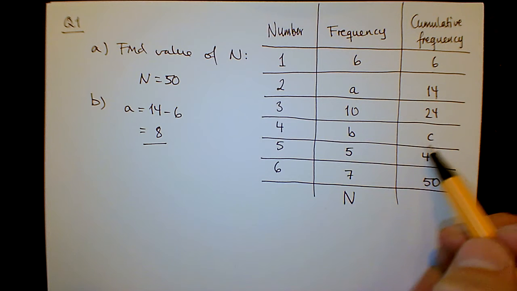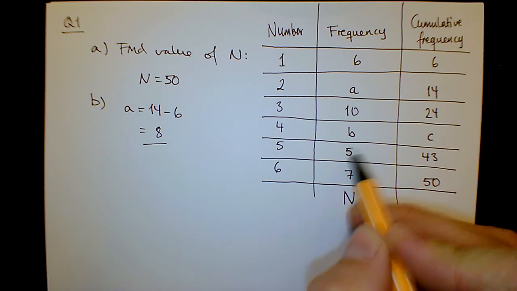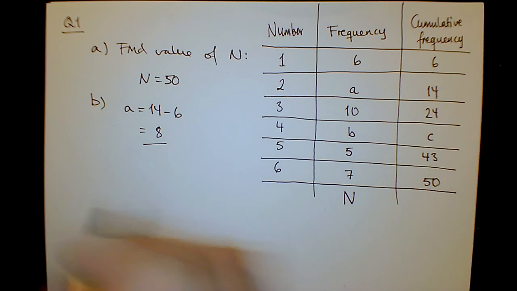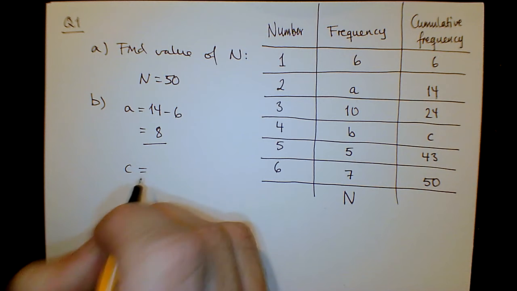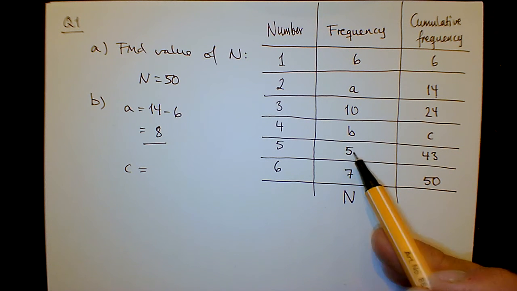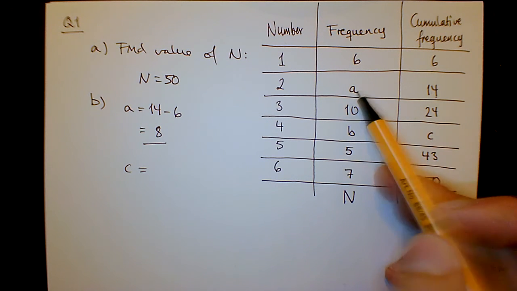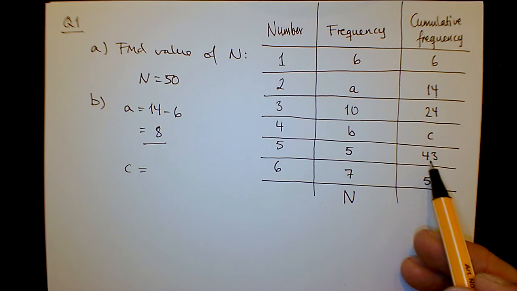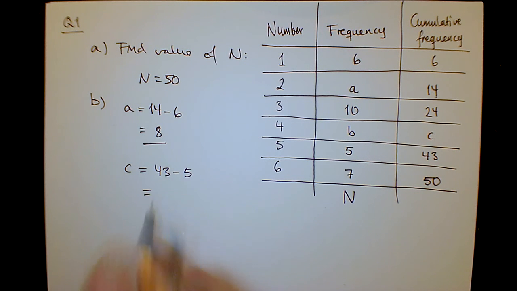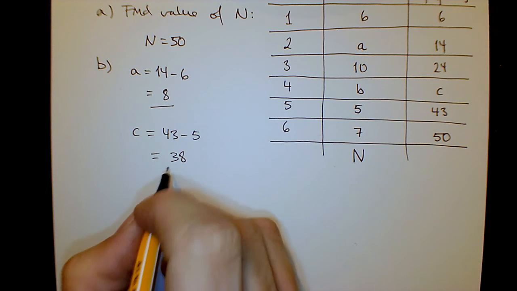But what I can do is, when I go to the number 5, the frequency is 5, which means that I would add 5 to whatever previous cumulative frequency is. So it's actually easiest to find C first, because that would just be 43 minus those 5. It would give me whatever number was there, similar to 14 minus 8 would give me 6. So therefore 43 minus 5, that is equal to 38. So that must be C.